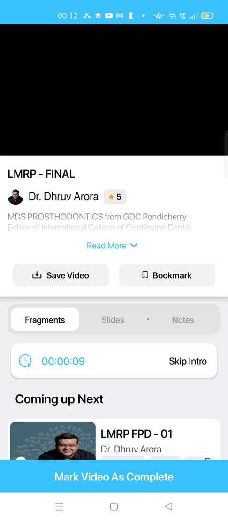But if you do not have atmospheric pressure in your options, the next best option is going to be base of tongue. If you do not have base of tongue also as an option, the next best answer is going to be posterior palatal seal area, right?